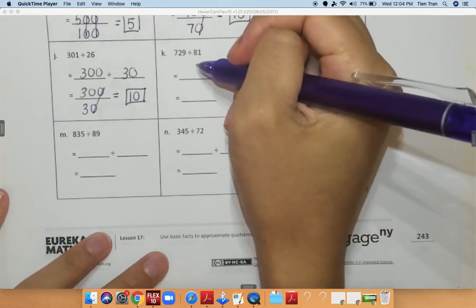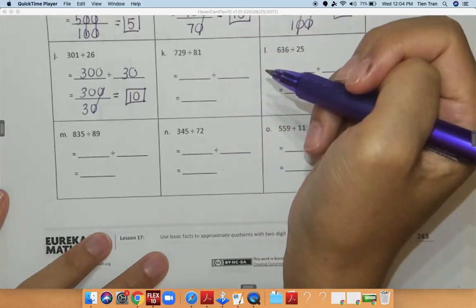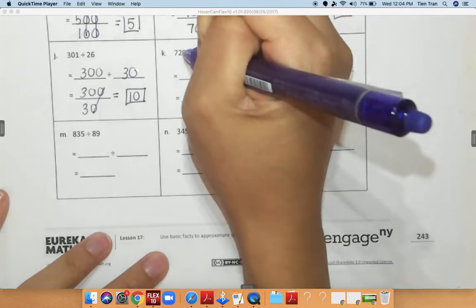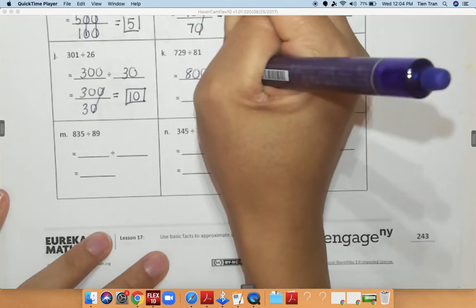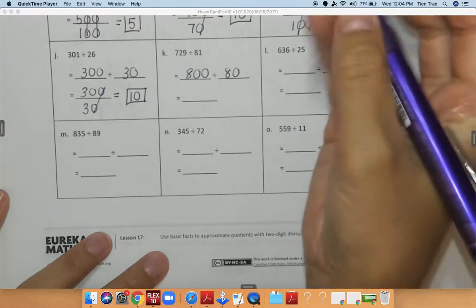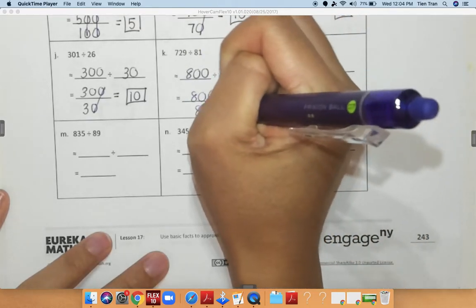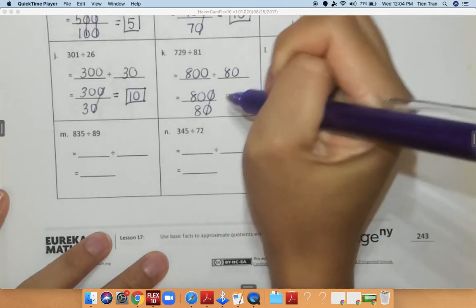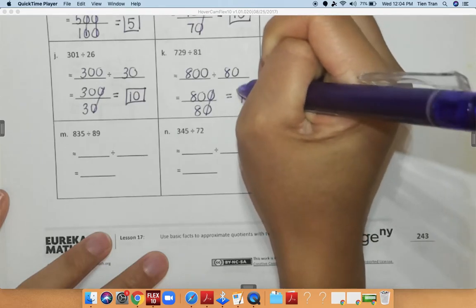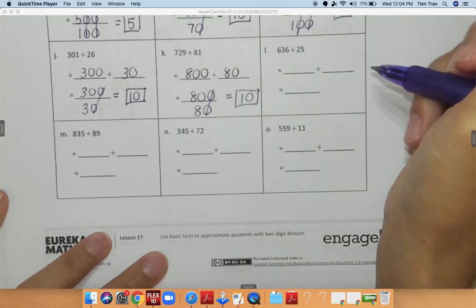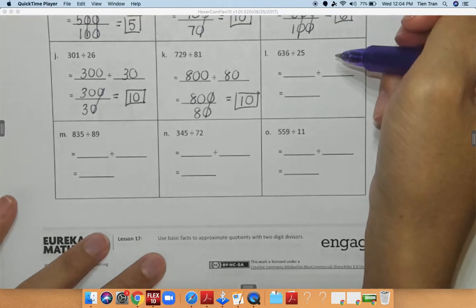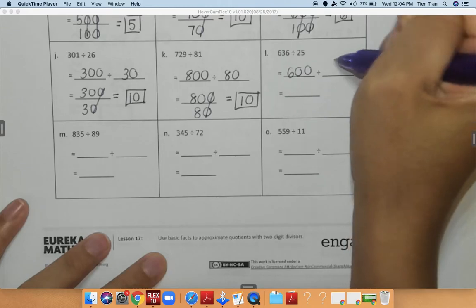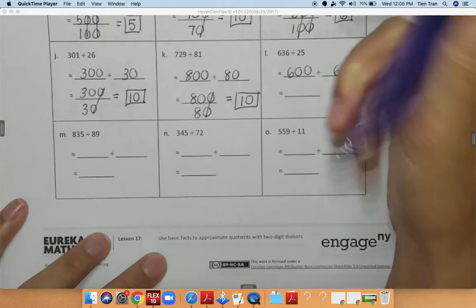Over here we have 729 divided by 81. I can round 81 to 80 and I can round 729 to 800 so that it is easier to round. So I have 800 divided by 80. 0 divided by 0 is equal to 0, so I can cross it out. 80 divided by 8 is equal to 10. Moving on to the next problem. I have 636 divided by 25. 636 can be rounded to 600 and 25 can be rounded to 30.